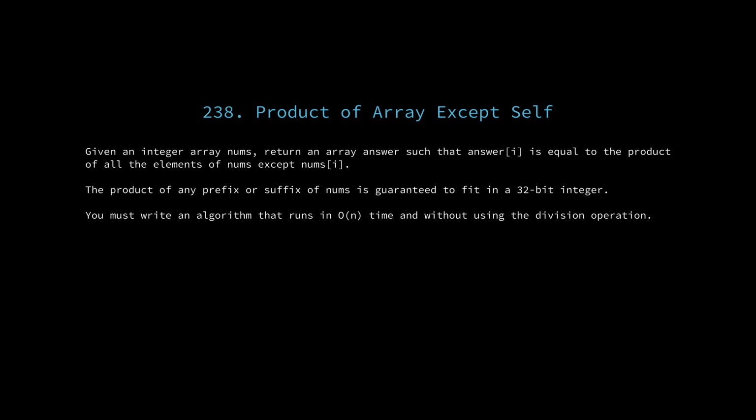The problem states, given an integer array nums, return an array answer such that answer at index i is equal to the product of all the elements of nums except nums at index i. The product of any prefix or suffix of nums is guaranteed to fit in a 32-bit integer. We must write an algorithm that runs in O(n) time without using the division operation.